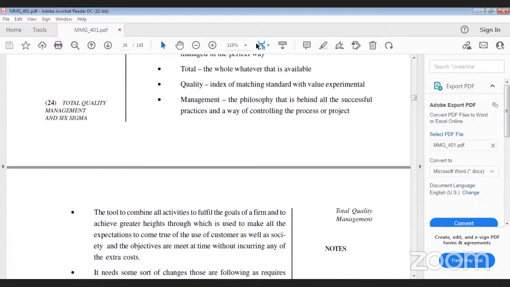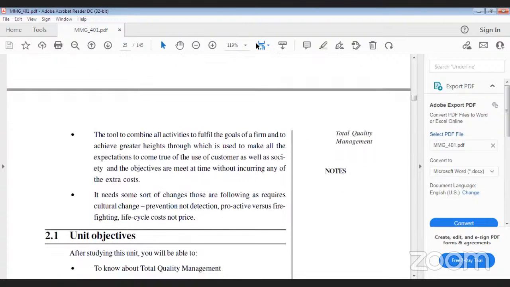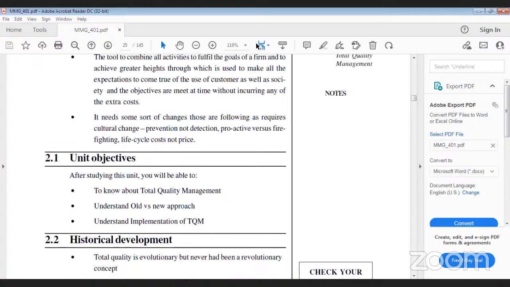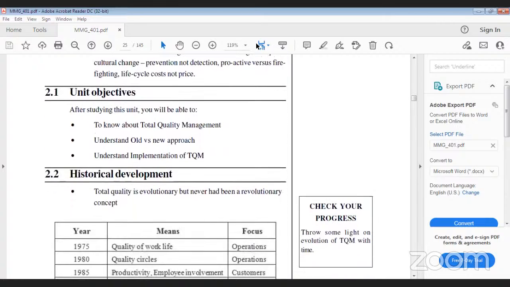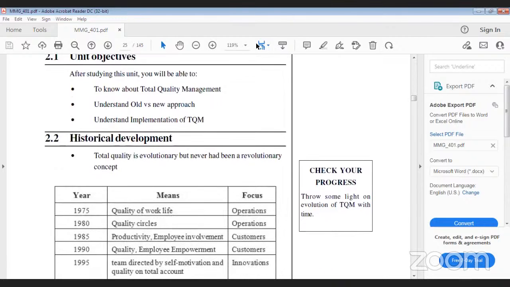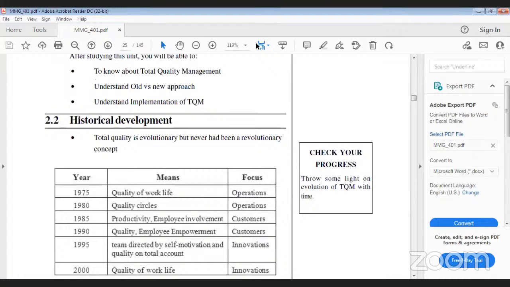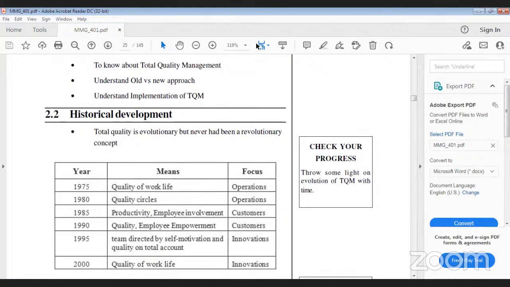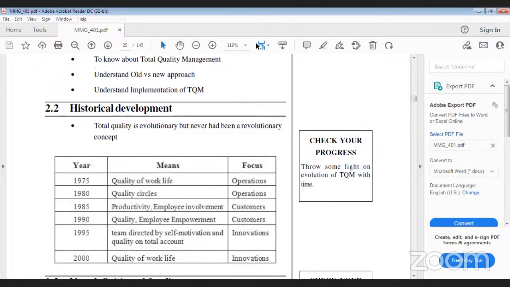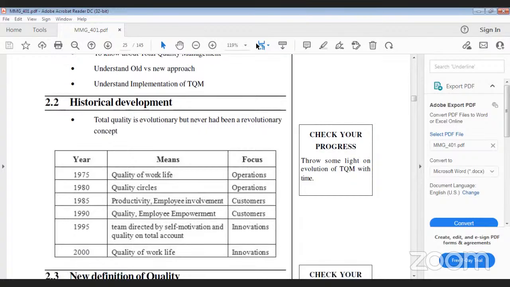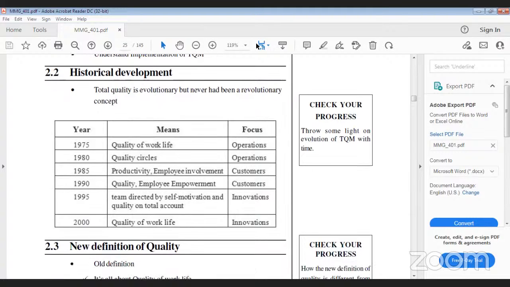Historical development of quality management. The years are given here: 1975, 1980, 1985, 1990, 1995 and 2000. In the second column the means are given: quality of work life, quality circle, productivity, quality employee, and team directed. The focus for the first two, 1975 and 1980, was on operations. In 1985 the focus was on customers, 1990 also on customers, 1995 on innovation, and the next is also innovation.